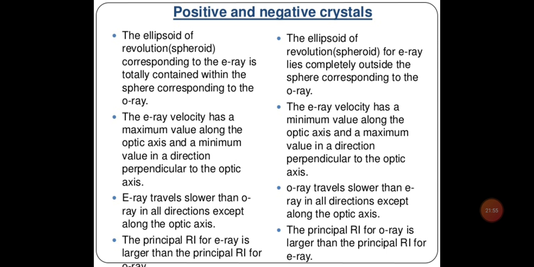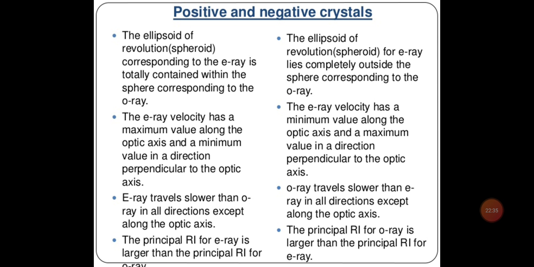Since in the positive crystal the ordinary ray has a velocity which is constant in all directions, we will say that the ellipsoid of revolution corresponding to the E ray will be totally contained within the sphere corresponding to the O ray. With respect to the O ray, we consider the sphere, since it has constant velocity in all directions, right? So now we will talk about the negative crystal.